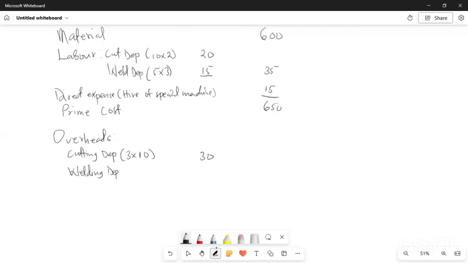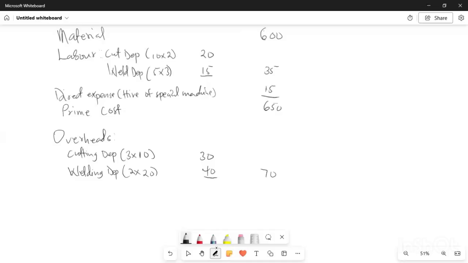The overhead absorption rate is what? 2. Now the overheads are absorbed on the basis of what? Machine hours. So when you pick the overhead absorption rate, you multiply by the machine hours spent on the job. The machine hours spent on the job is what? 20 hours. So you multiply the rate by 20 hours, which gives overhead of 70.